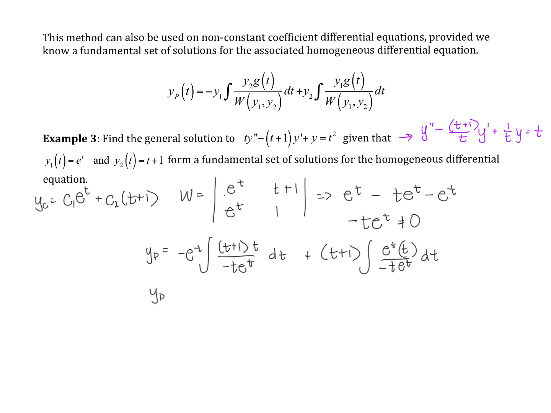So we would have my particular solution is negative e to the t, and I'm going to be taking the integral of, well, the t's cancel out. Actually, I could just cancel out the negatives. I'm going to go ahead and make that positive. So we would have t plus 1 over e to the t. And then I'm going to do the same thing here, clean up what I can. e to the t cancels, lovely. We get negative 1 dt. That's the best integral we've had all day.